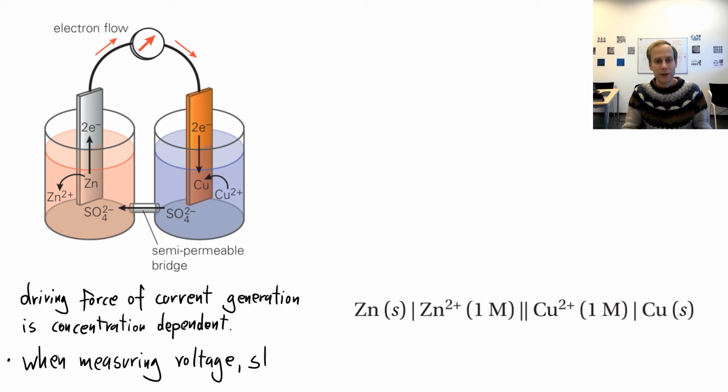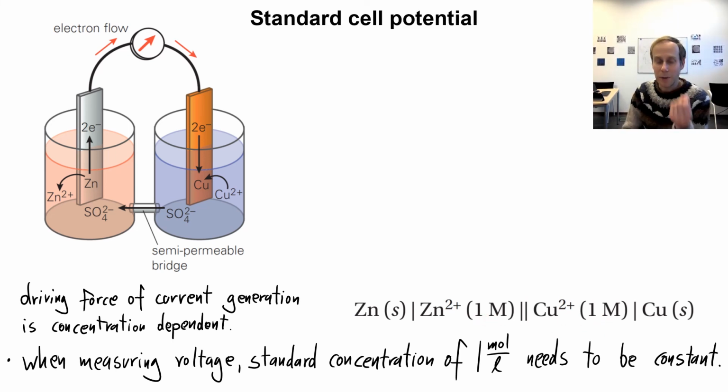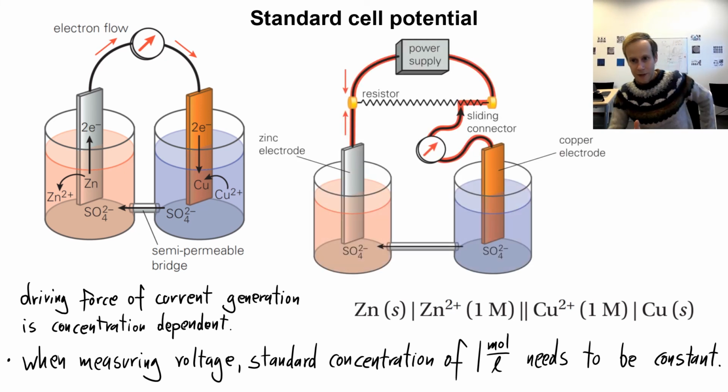So we have to make sure that when measuring the voltage, that standard concentration of 1 mole per liter stays constant during the measurement. Only then can we say it happens actually at 1 mole per liter. And this is realized by measurements of the so-called standard cell potential. The standard cell potential is measured in such an assembly. So here you have additionally a power supply. The power supply provides exactly the same voltage that the electrochemical cell would provide, but in the opposite direction. So it will actually resist the flow of electrons from, for instance, the zinc electrode by generating an opposite potential that stops the electron flow.